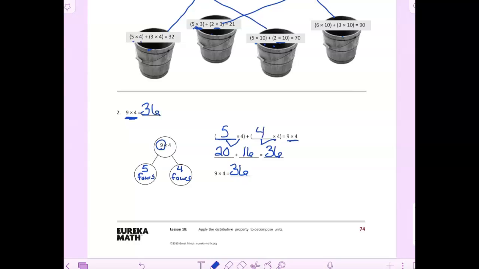Again, boys and girls, you might say, but Mrs. Goshard, I know what 9 times 4 is. This is teaching us how to break down harder problems so that when we get to harder problems, we can do them easily.